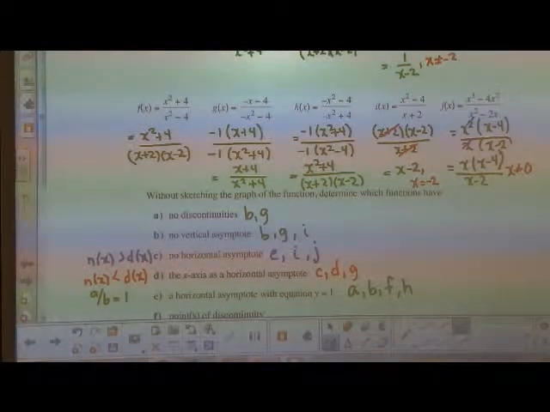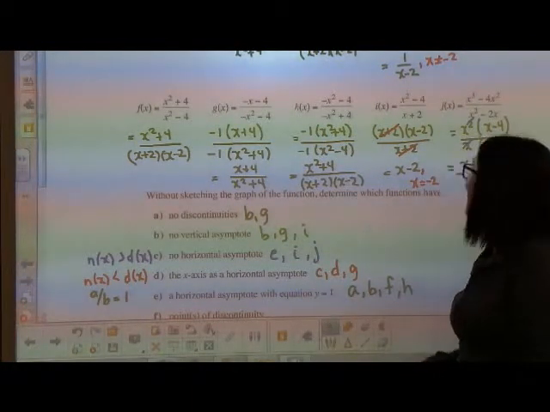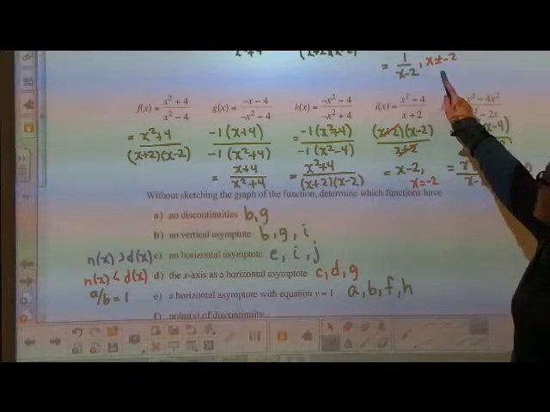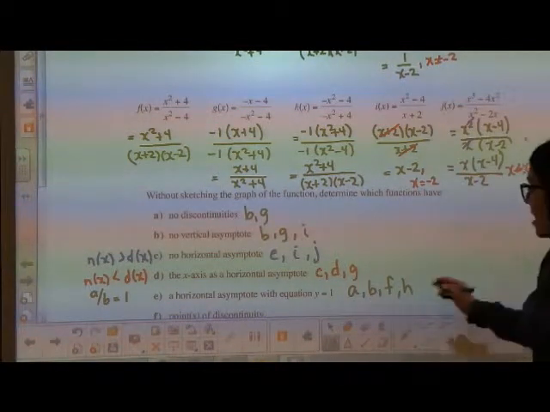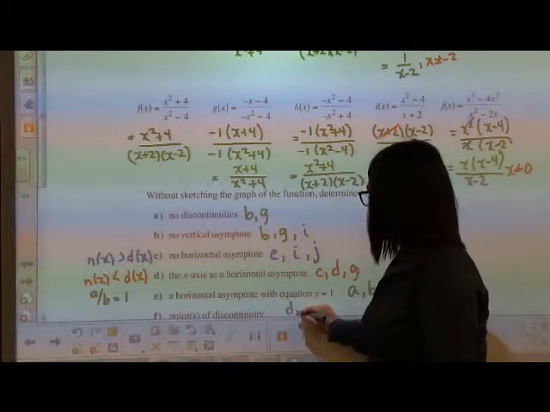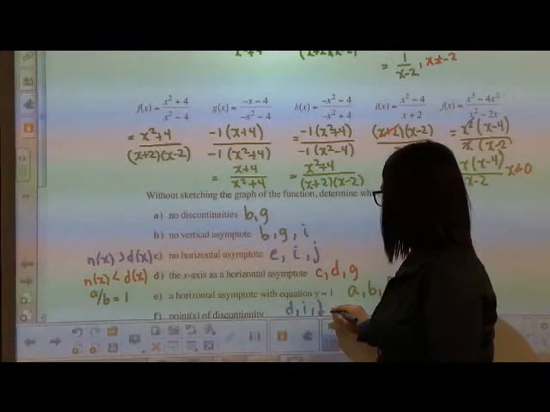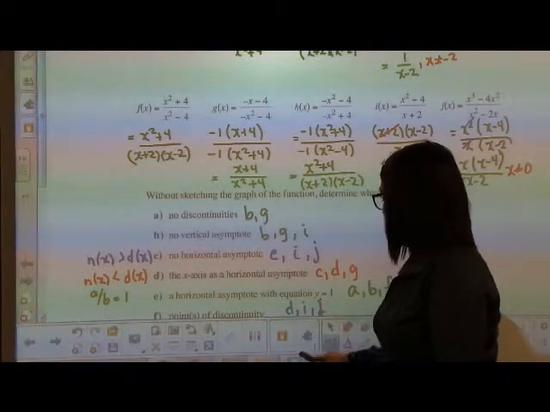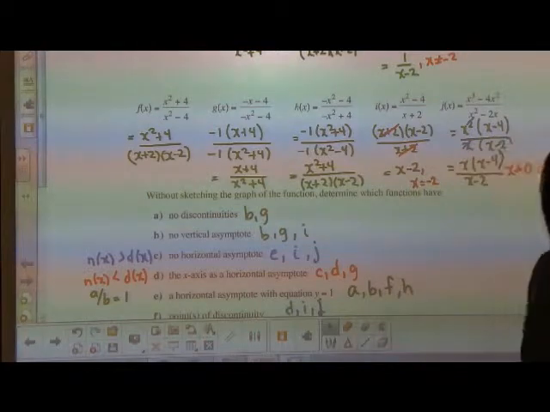And then F is points of discontinuity. So a point of discontinuity happens wherever we have common factors. So where did we have factors that we canceled out? D, I, and J. So D, I, and J would be the answer to that part.